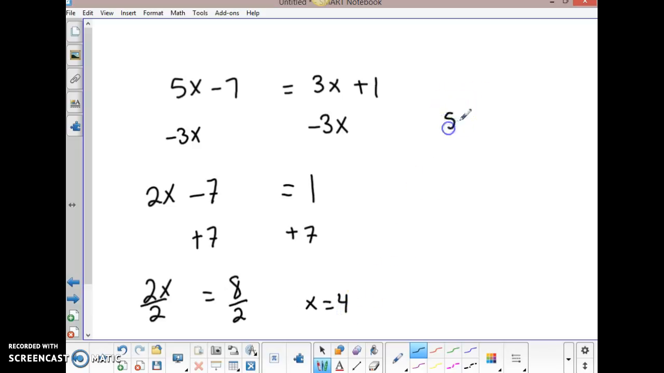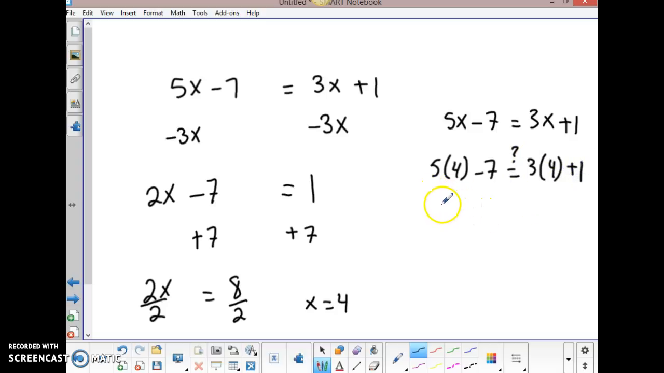Now let's check. Our original equation was 5x minus 7 equals 3x plus 1. Let's plug 4 in place of the x and put a question mark because we're still checking if both sides are equal or not. So 20 minus 7, is that equal to 12 plus 1? And the answer is 13 on both sides, which means our solution x equals 4 is correct.